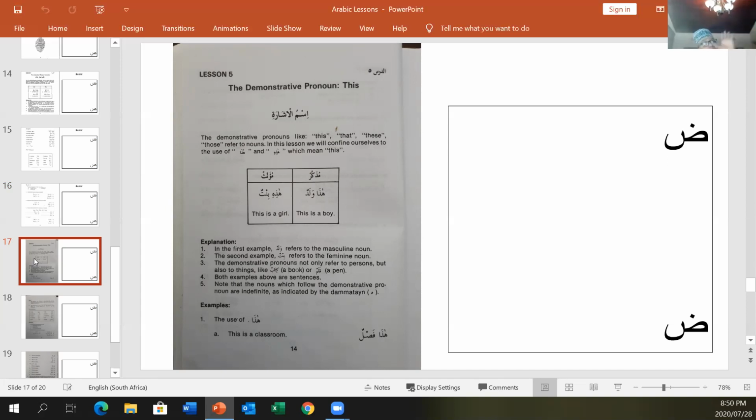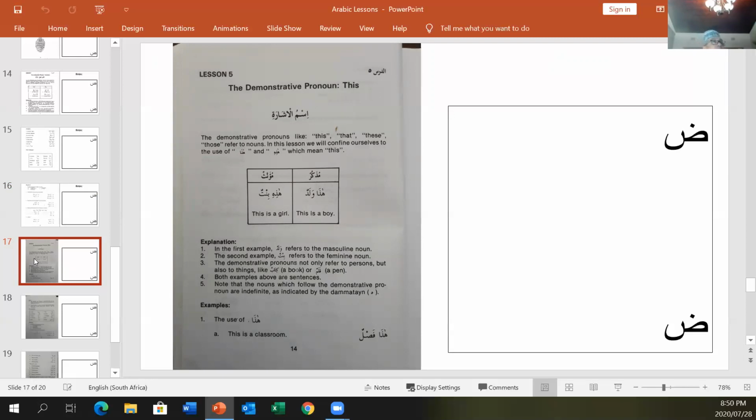Now we're going to start formulating sentences. There are words that we're going to get familiar with: this and that, and these and those. Inshallah, it's just an introduction. We're first going to do this. Therefore, in this lesson, we will confine ourselves to the use of this. And therefore, we look at hadha, ha and alif, and hadihi, meaning also this.